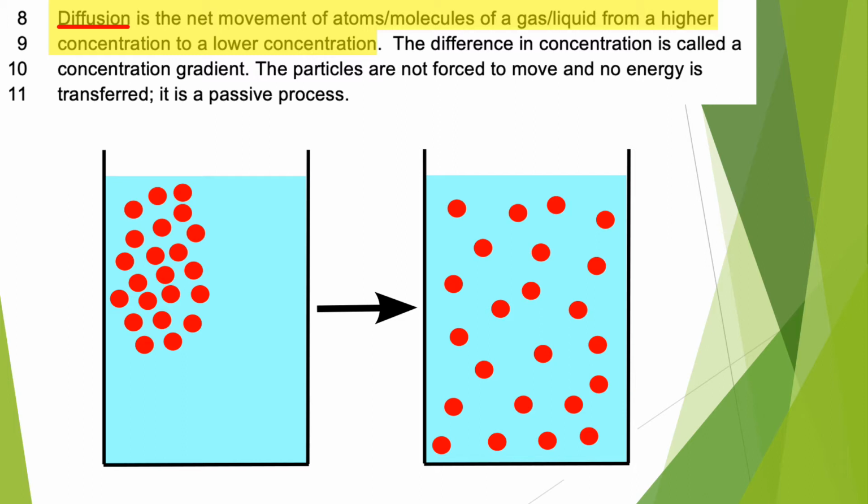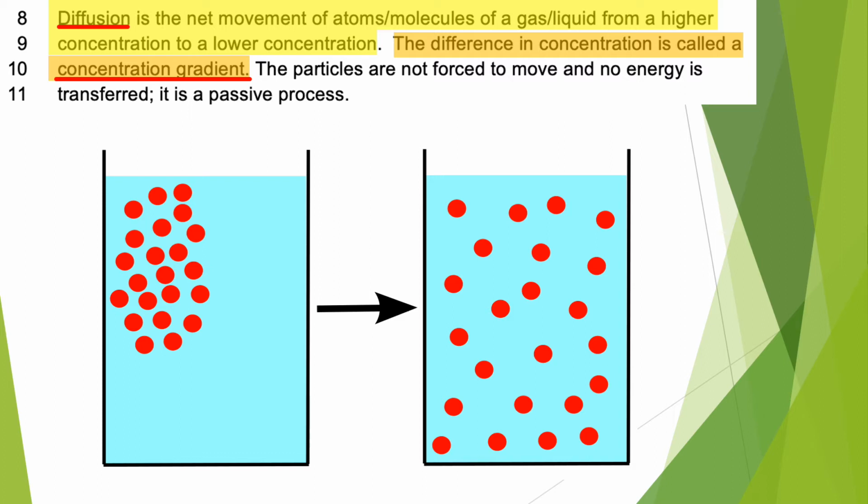Okay, so there's a term here that you do need to know, and that is concentration gradient. Concentration gradient is basically the difference in concentration. That's all it is, right? If you have a high concentration gradient, then that means the difference in concentration is very, very high. You have a very big difference, so you have a high concentration gradient.